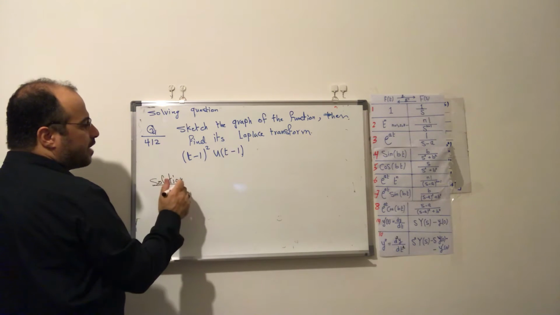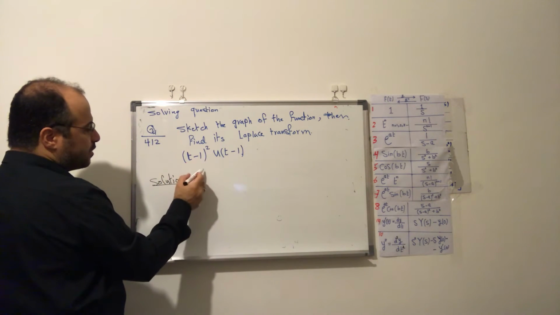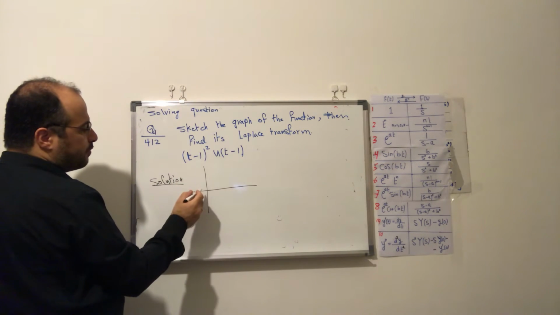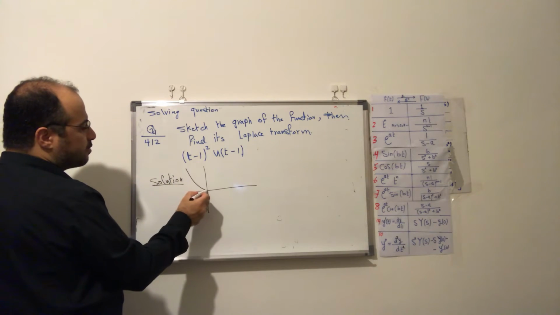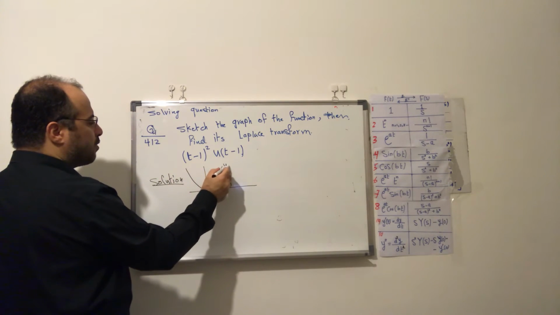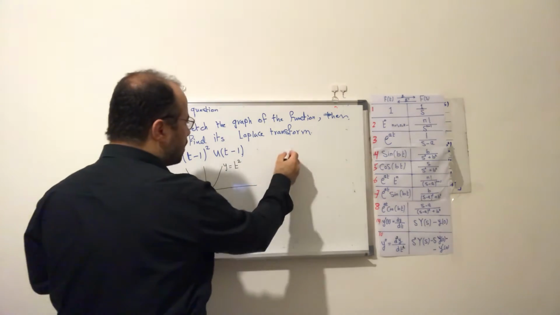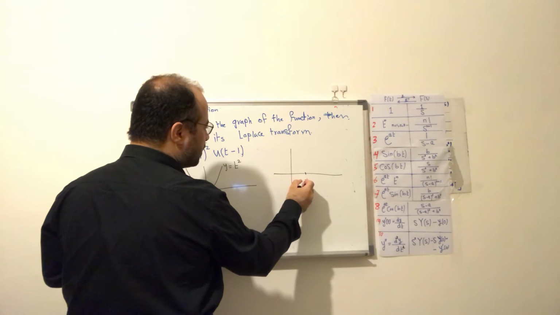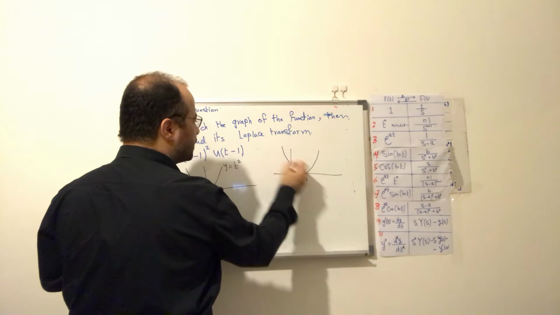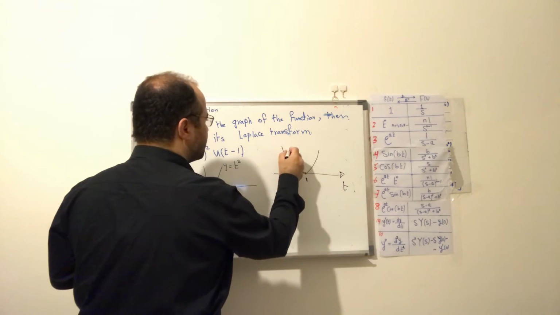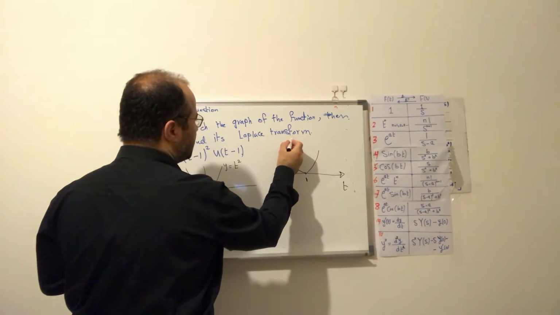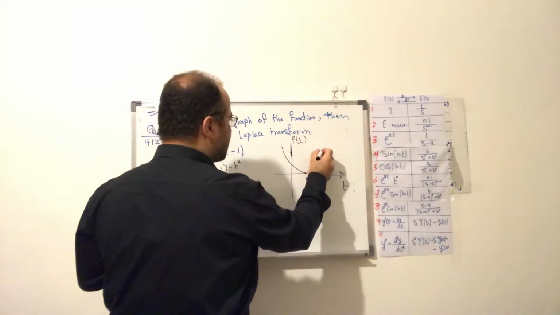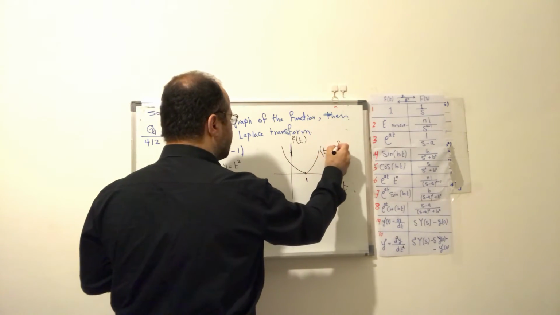So what is the graph for this function? First, I will graph this function, which is t minus 1 squared. If you want to graph t squared, this is y equals t squared. But if you want to graph t minus 1 squared, you're going to have here 1 unit, and this is t, and this is the function, maybe f of t. Now this is the function which is t minus 1 squared.